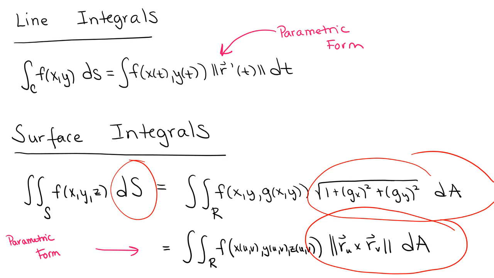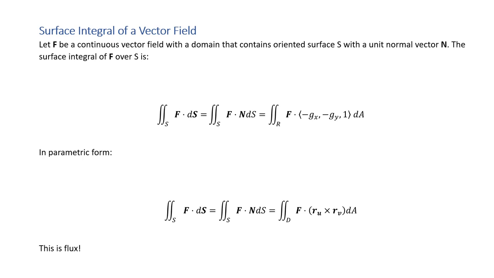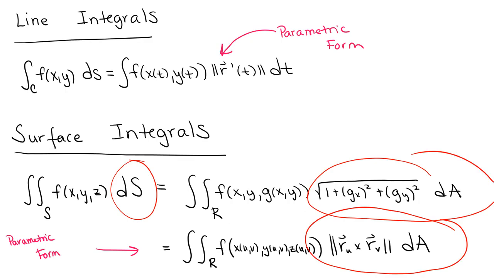But that ru cross rv is our normal vector. And then this square root of 1 plus gx squared plus gy squared, that's actually going to be the magnitude of the gradient of that surface g, just written in a different form. All right, so again, this is a summary of how we find our surface integrals if we're integrating a function over a surface.